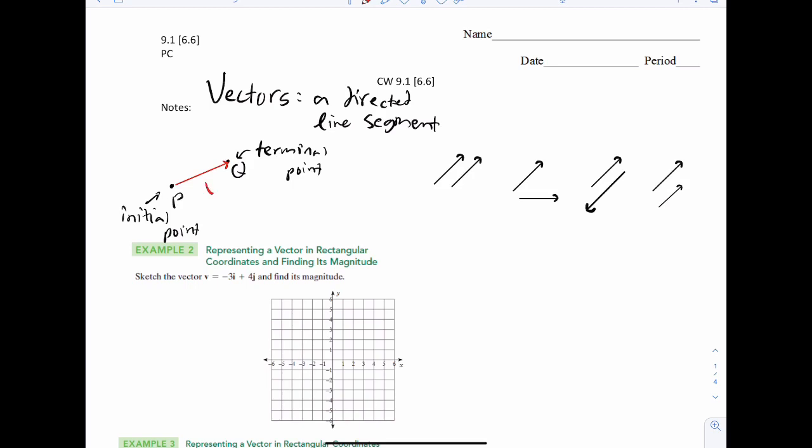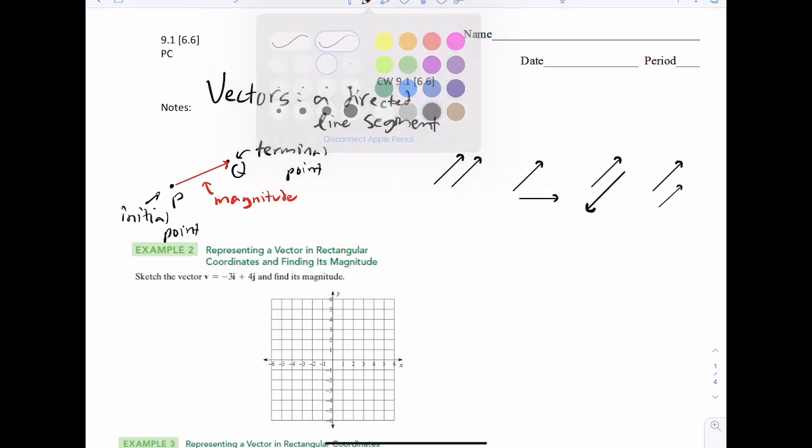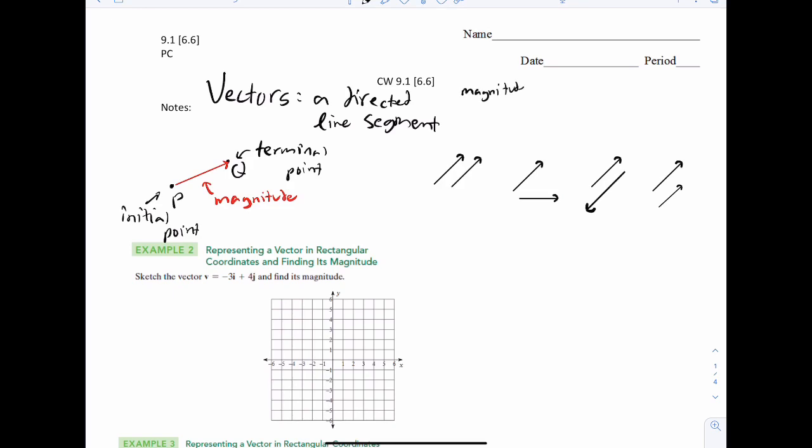Now, the length of this vector is referred to as the magnitude. So you might remember from a class, maybe in science, that a vector has two pieces. It has magnitude and direction. Okay, so again, each vector has this magnitude and direction, which means there are four relationships that could occur.